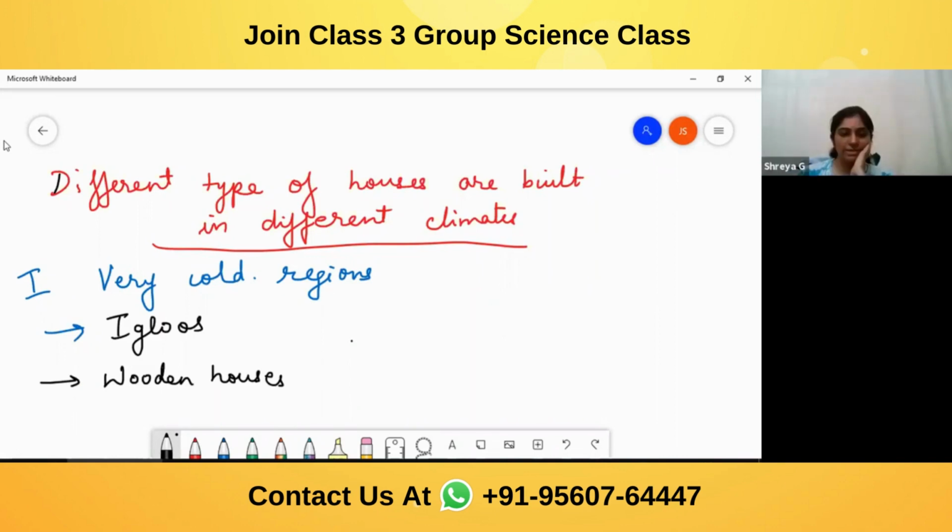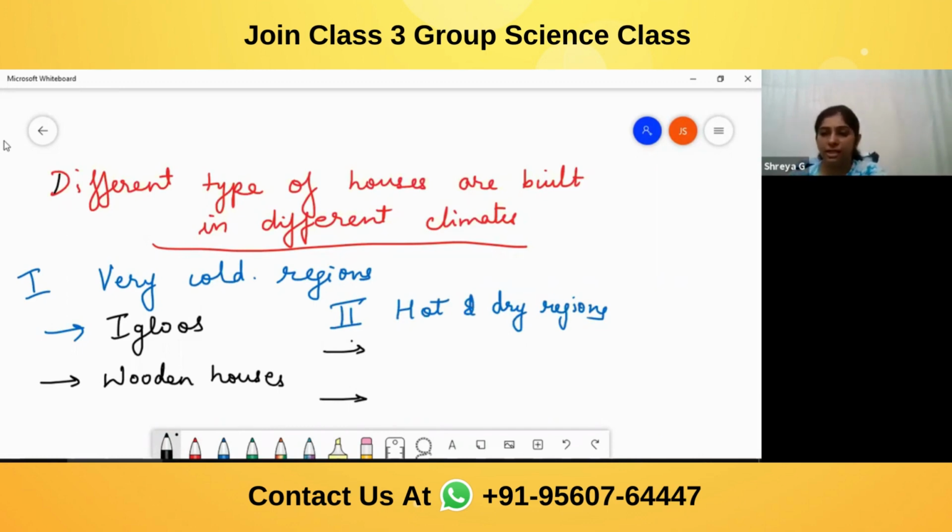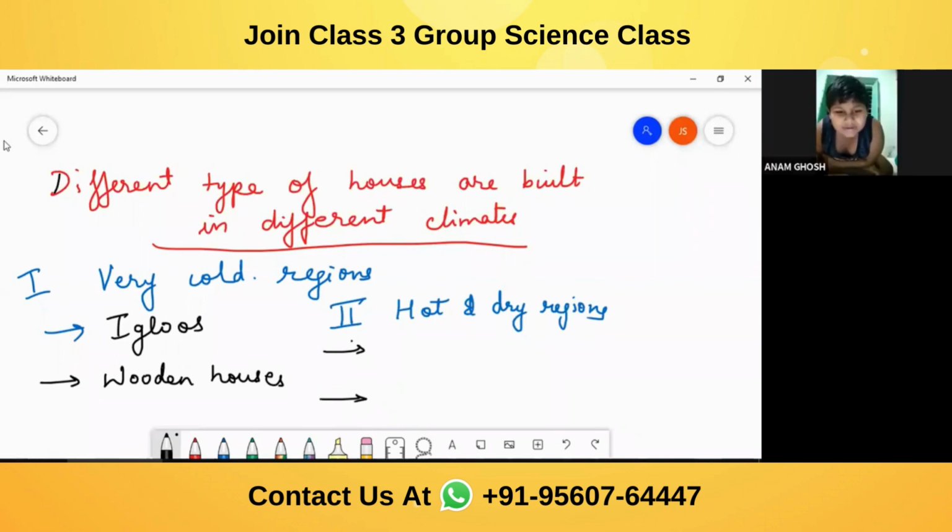Then second one is in hot and dry regions. Which type of houses in hot and dry regions we have done? Yes, Urvija? Yes, Anam? Ma'am, a hut, kacha house, mud house.